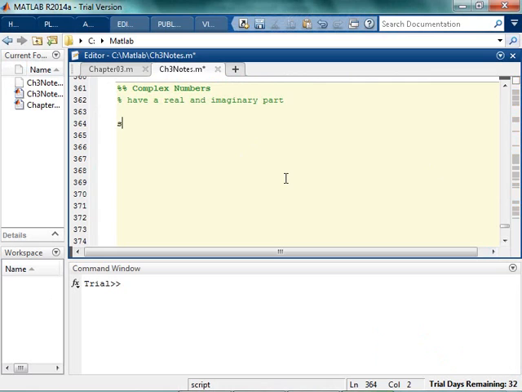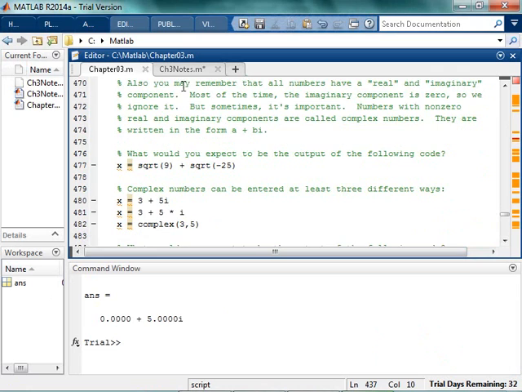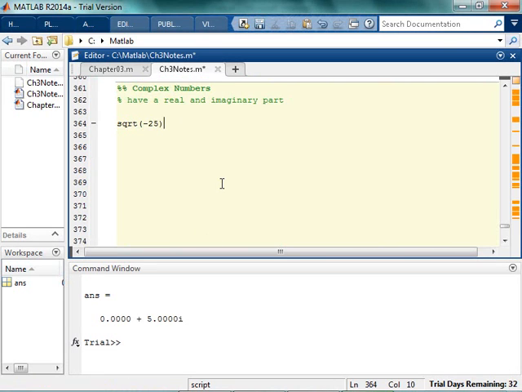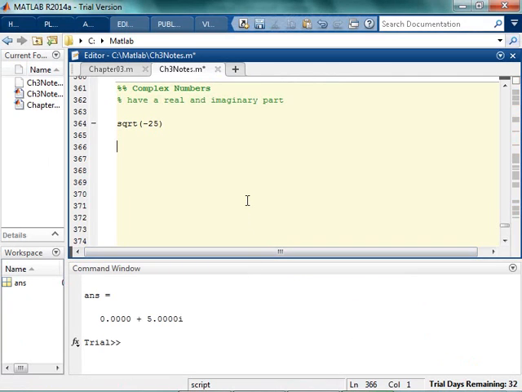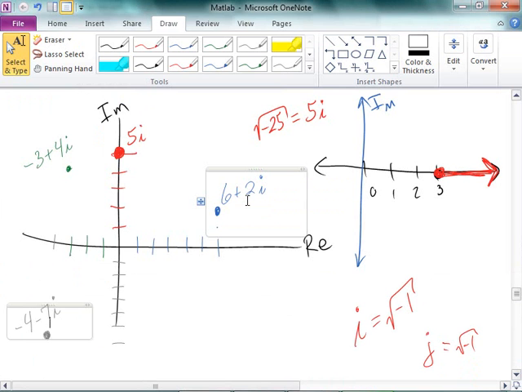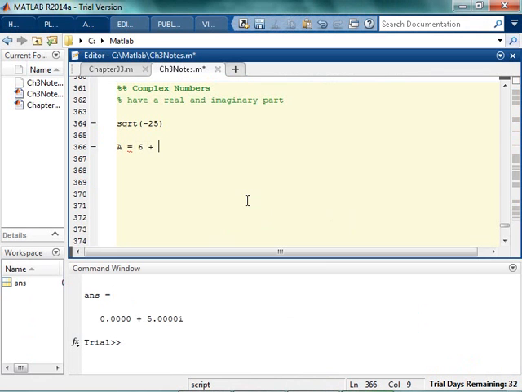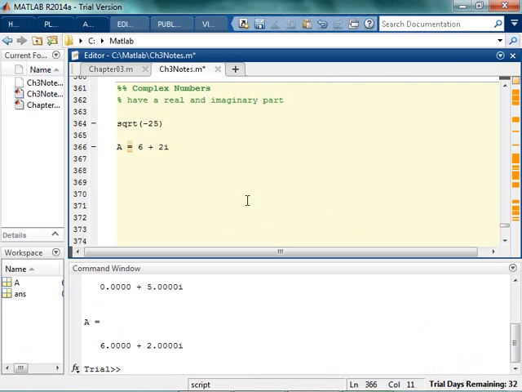So now if I type the square root of negative 25 into MATLAB, it's going to come up and say, look, there's my 0 real part and my imaginary part is 5i. Copy? All right. So we had 6 plus 2i. If I wanted to put one of these points in here, call that point A, I could just say 6 plus 2i. And it actually shows up. I don't even have to say times i. I can write 2 times i, that actually works.